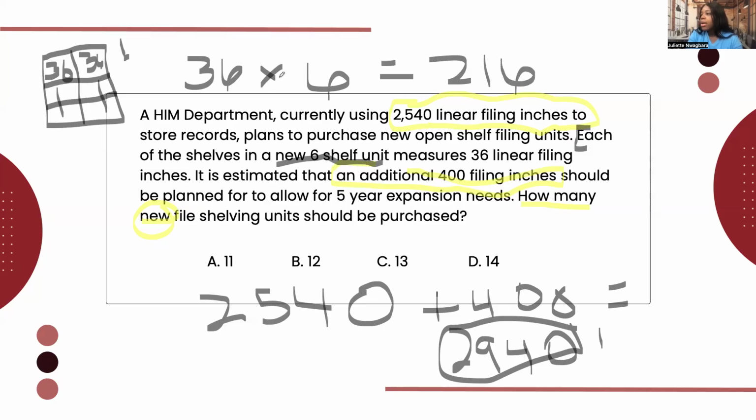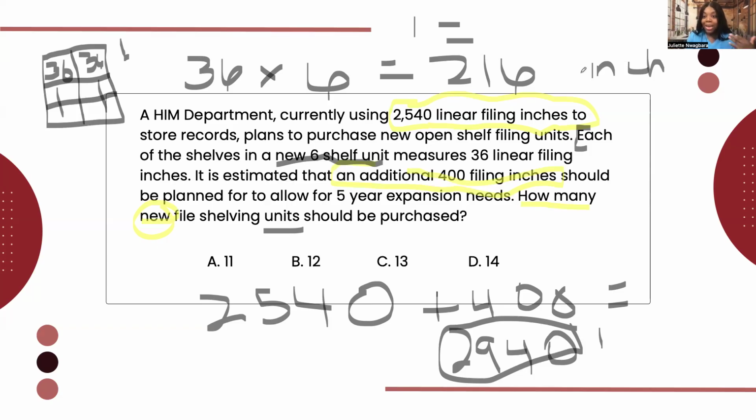So now this is my units. For every unit, there's 216 inches. And how many inches total do we have? We just did that calculation, 2,940, if you remember from before. And now to figure out the question, how many new file shelving units will I need? This is one unit right here. So one unit is equal to 216 inches.